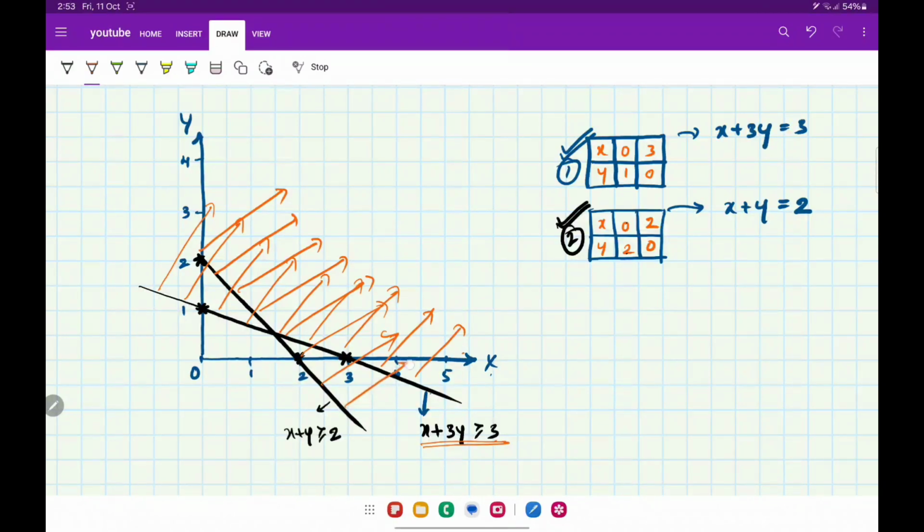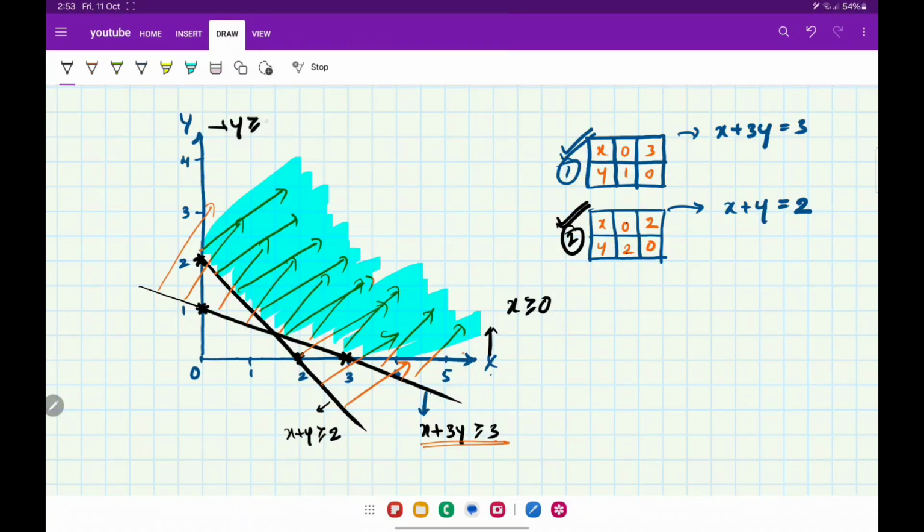Now where are these two going to meet? Obviously, if we take the solution area, this is the feasible region, the region where both the lines meet each other. If we consider both non-negative constraints, x greater than or equal to 0 and y greater than or equal to 0, this is the feasible region we will have.